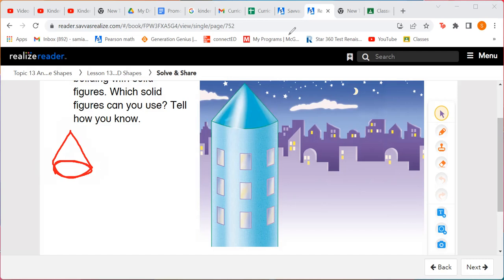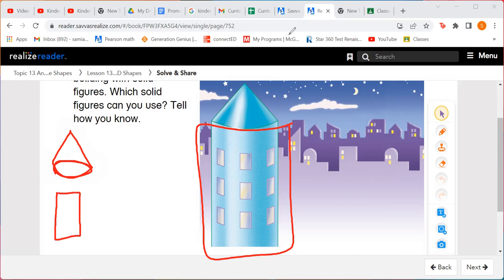So what other solid figure do you think we would use to build this? What does this look like, this bottom portion? It kind of looks like a rectangle, but a rectangle is a 2D figure. We need a solid figure, so we would not use a flat 2D rectangle. We would use, what do you think?